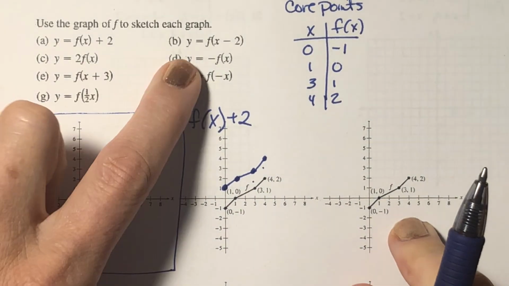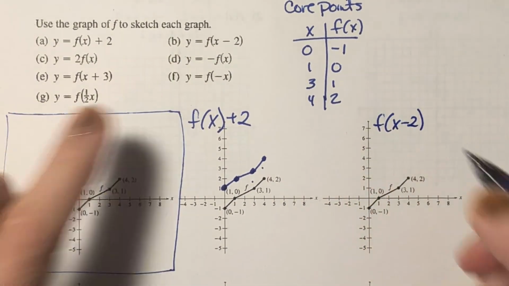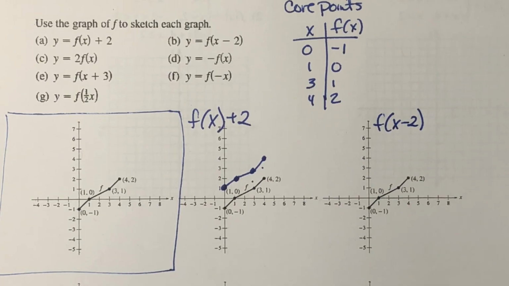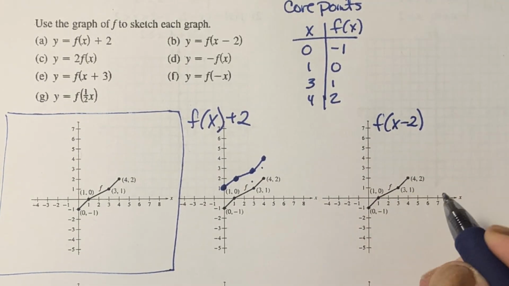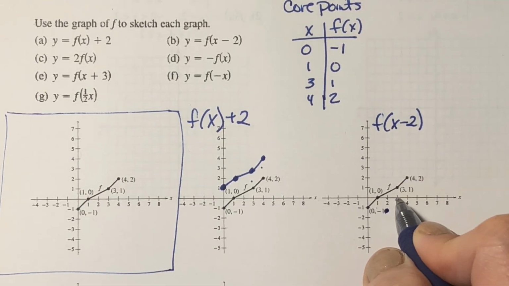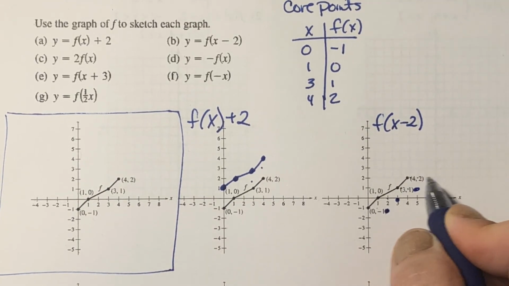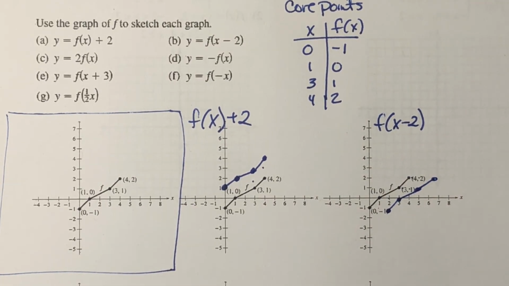In the next one, letter B, we have f of x -2. So our function is equal to f of x -2. That's an inside -2, right? Inside -2 is going to move everything to the right 2. So I'm going to take each ordered pair and move to the right 2. And then I connect them. We can see that the whole graph has shifted to the right 2.